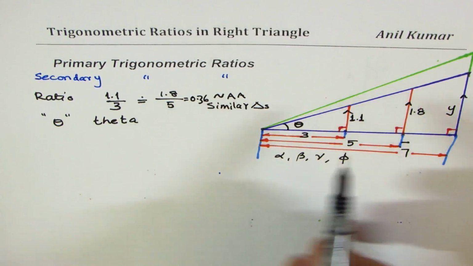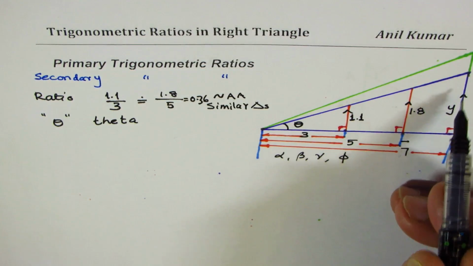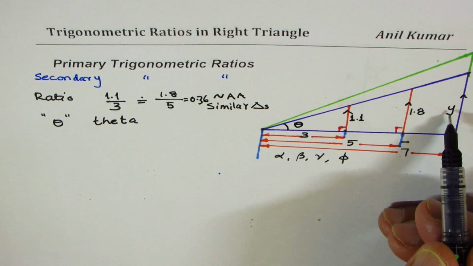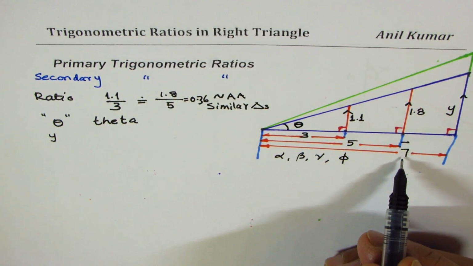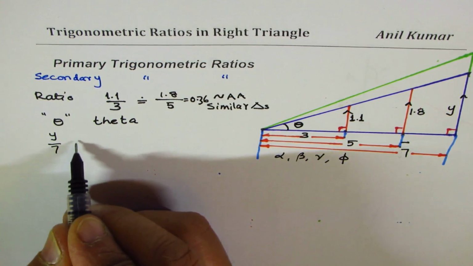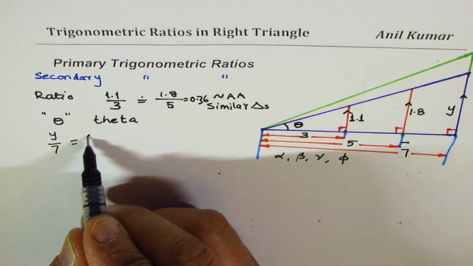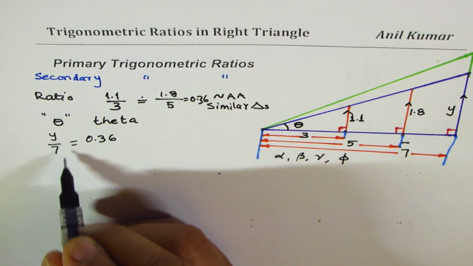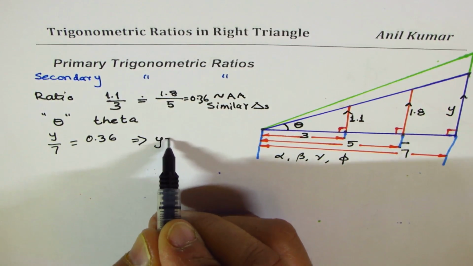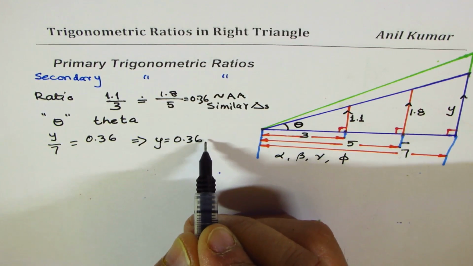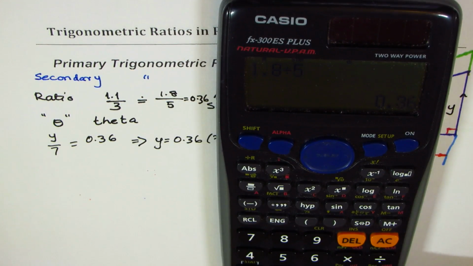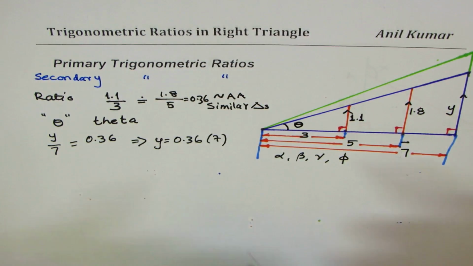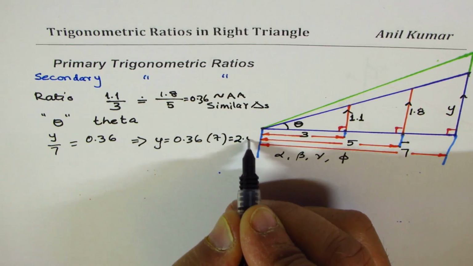Till now, you were solving triangles using similar triangles also. So you could find what y is. Let me do that also. Y over 7, the bigger triangle, should be equal to this ratio. Let's say 0.36. Is it okay? So that means that y should be equal to 0.36 times 7, correct? So if I multiply 0.36 by 7, I get 2.5. So this dimension will be 2.5 for me.